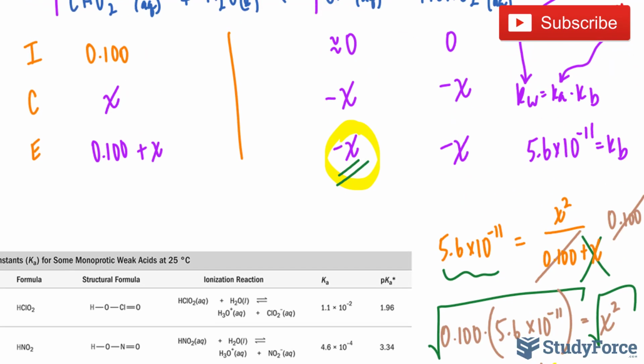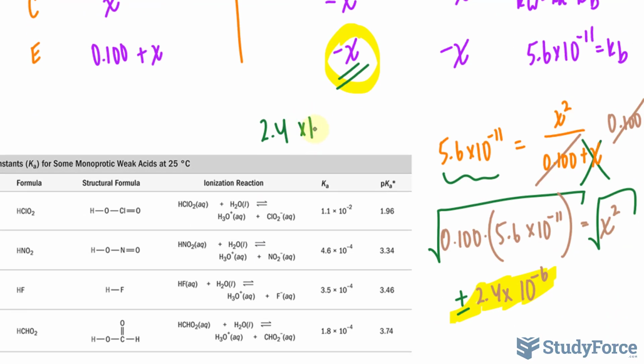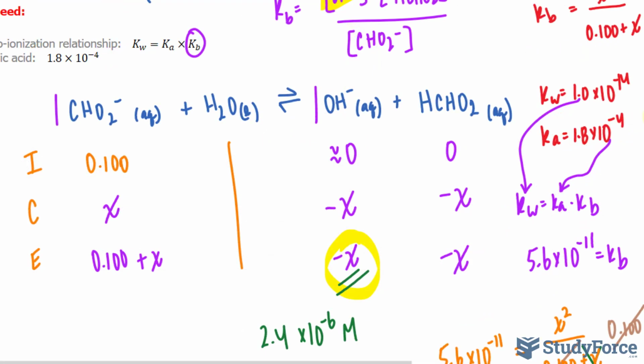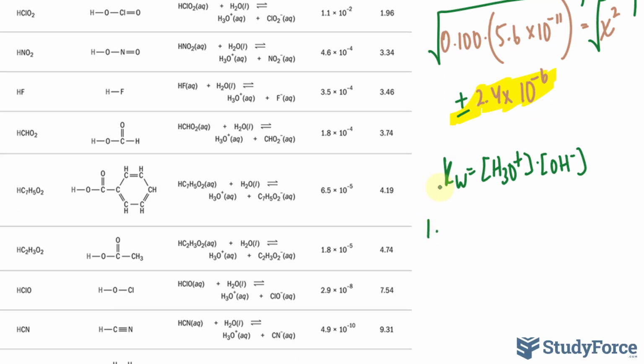That being said, if I substitute that negative number into here, I should end up with 2.4 times 10 to the power of negative 6 molars. I finally have the concentration of OH-, and now I can work on finding the pH. So here's how to do that. You need to know this formula. Kw is equal to the concentration of H3O plus times the concentration of OH-. We already know what Kw is, and we discussed it earlier.